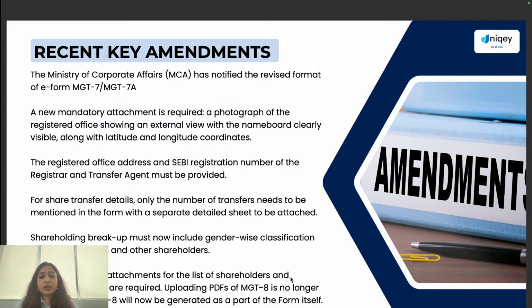Shareholding breakup, that is a gender-wise classification, we have to give in the form. And now the list of shareholders and debenture holders will be in Excel form, and there is no requirement to attach the PDF form for that. So it is no longer necessary.